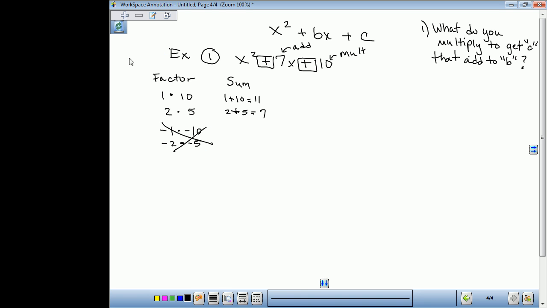So this is going to be what we're going with here, this choice. Because when I multiply 2 times 5, I get 10. And when I add 2 plus 5, I get 7. So this factors to x plus 2 times x plus 5. You lost me here.